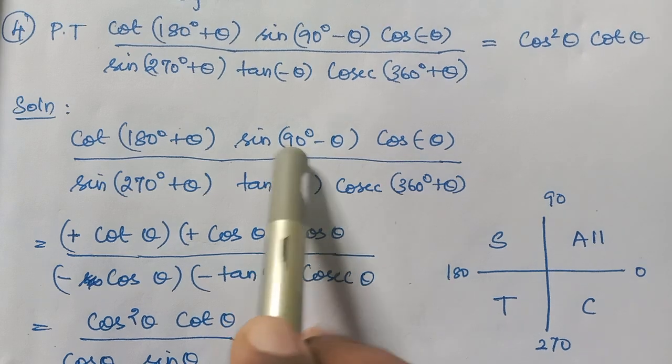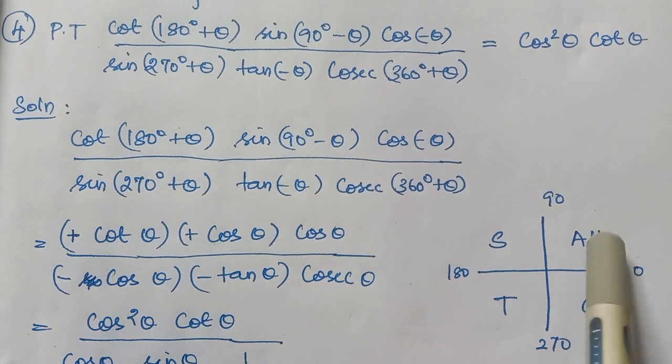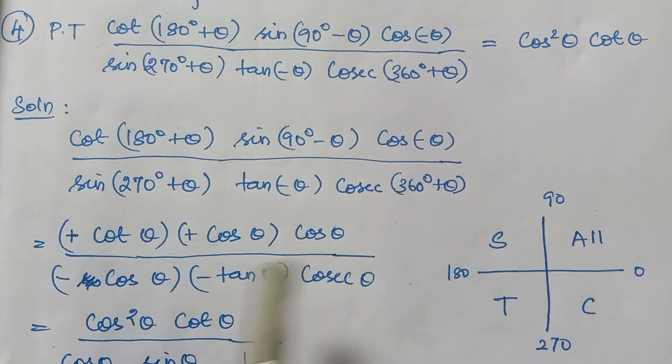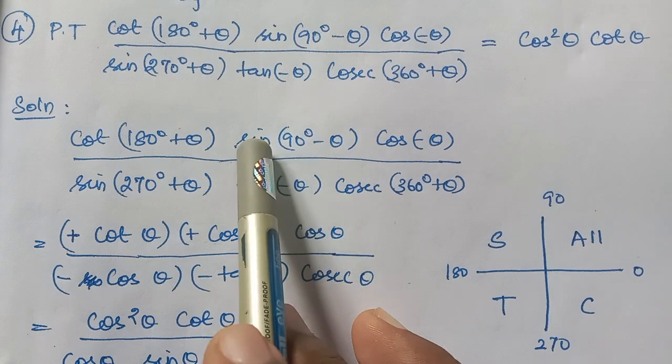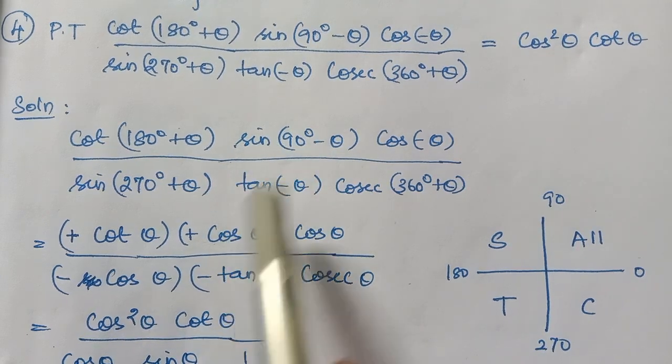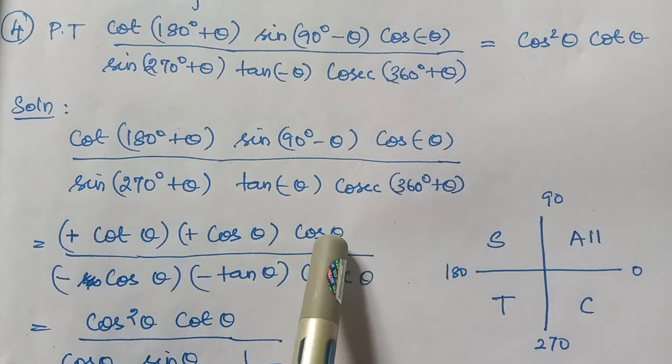Coming to the second part, it is 90 minus theta. 90 minus means the first quadrant, all positive. So I put positive. But if you write 90 plus or minus theta, sine becomes cos, and write only the angle theta. Then cos minus theta is simply cos theta, you know that.